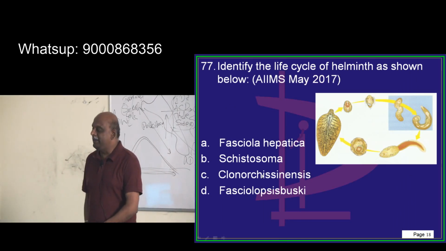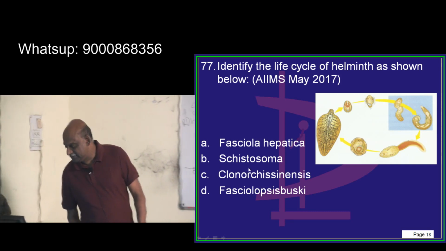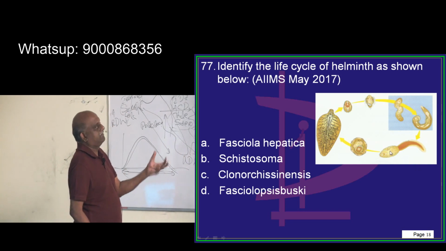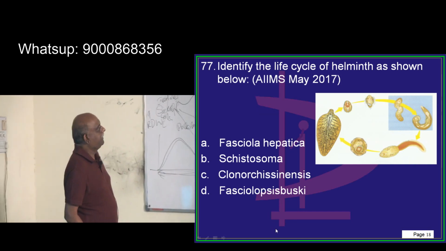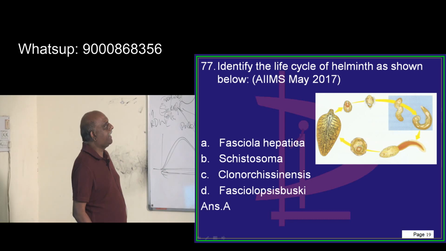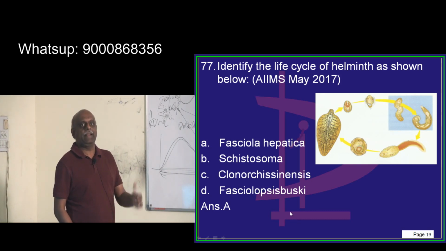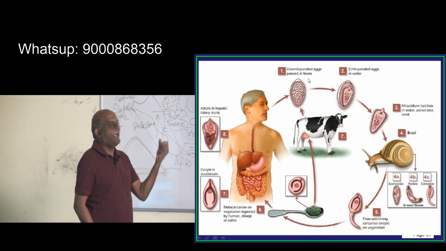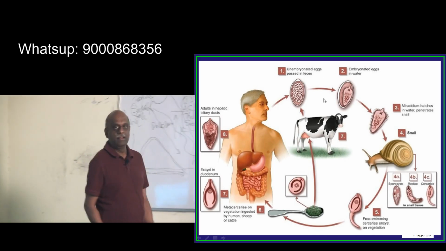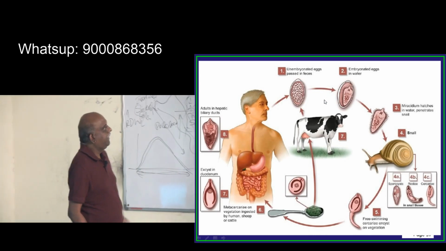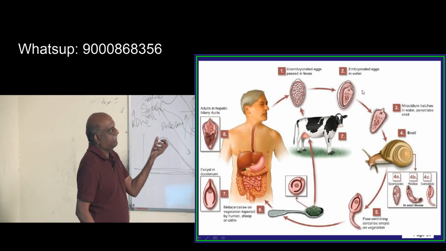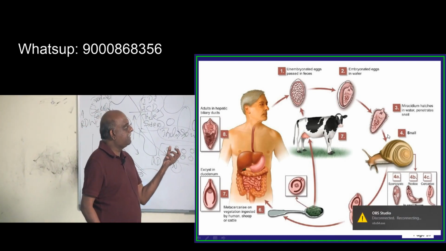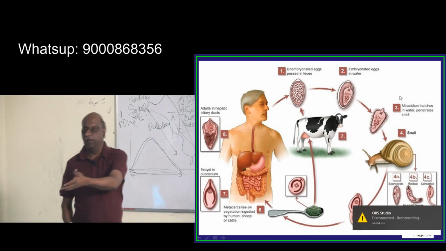So what is this helminth? It is a very important question. You can see a snail over here, which is involved. So what is this organism? Fasciola hepatica. So typically, unembryonated eggs pass into the feces, Fasciola hepatica. Embryonated eggs get into the water, and the miracidium hatches out.